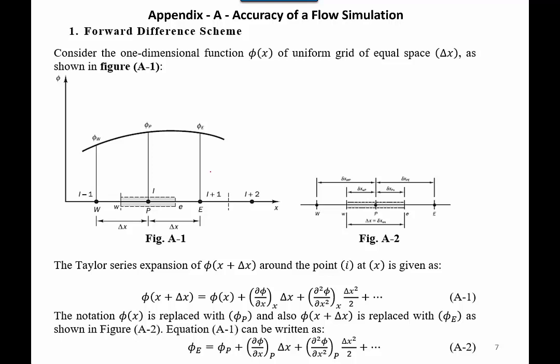If we replace the notation of phi at x with phi at big P, and also phi at x plus dx with phi at big E, as shown in figure A2, equation A1 will be written as phi at big E equals phi at big P plus the first derivative of phi at big P multiplied by dx plus the second derivative of phi at P multiplied by half of dx squared.